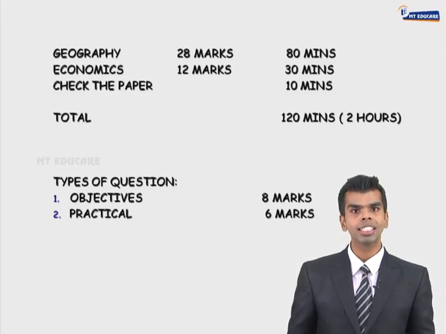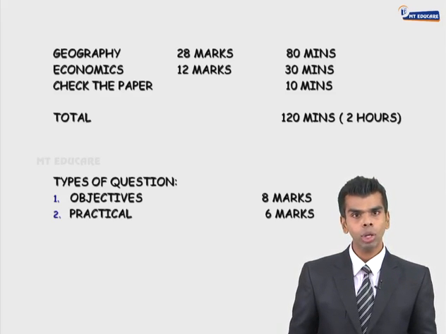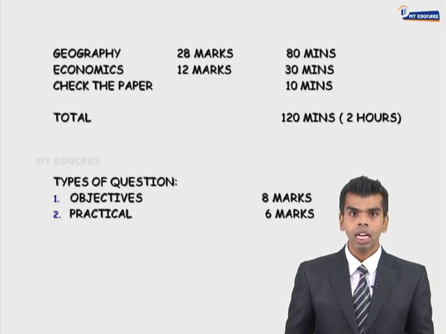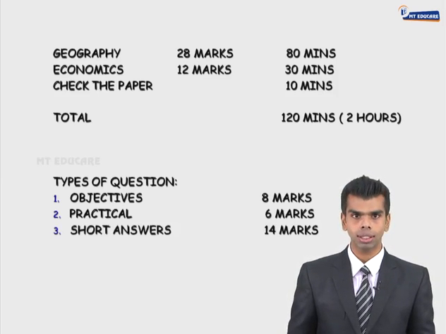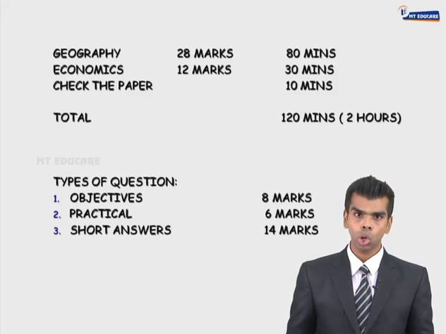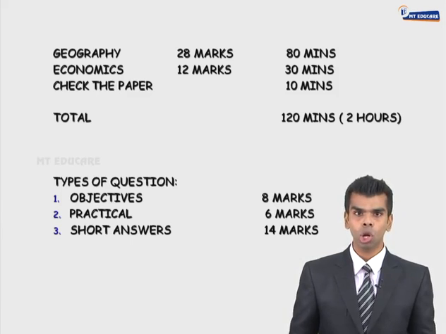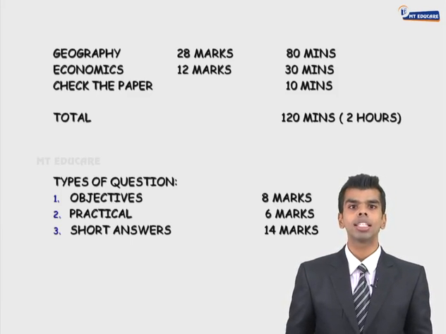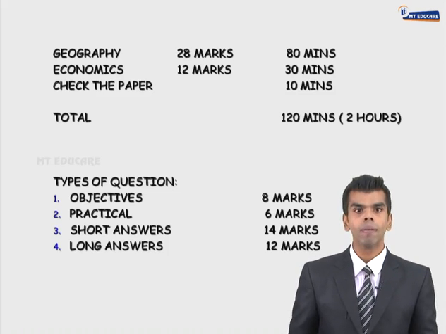Next one is the practical. In practical you have question number 3A, that is graph, 3B, that is read the graph or a map, question number 3C, that is map marking, giving you 6 marks. Next one is the short answers. In short answers you have 2A, give reason, 2B, short notes, and question number 6 of economics, 6 marks, in all 14 marks.